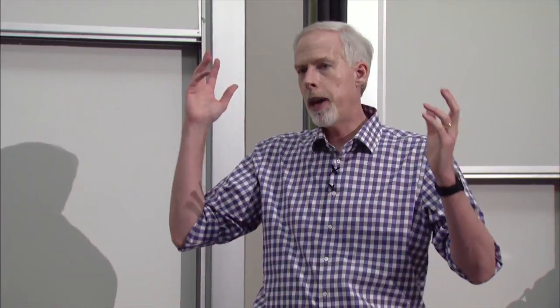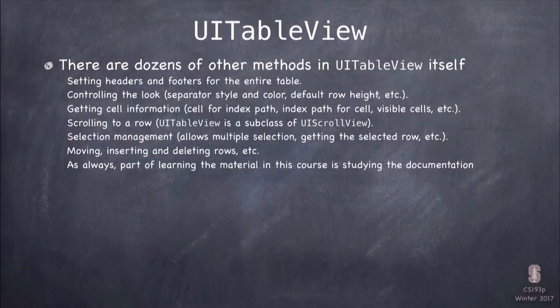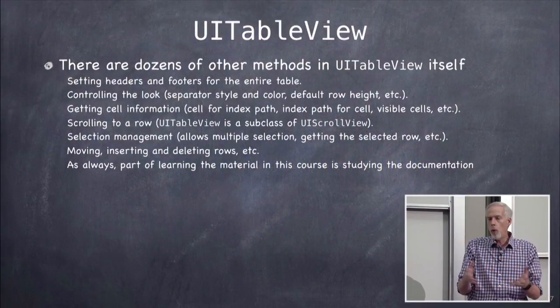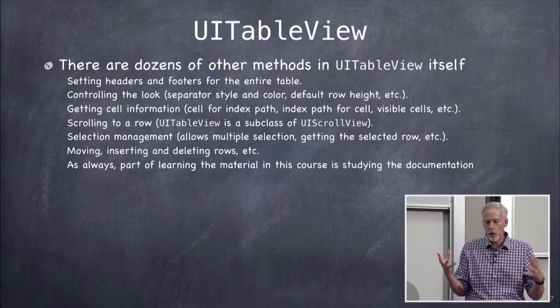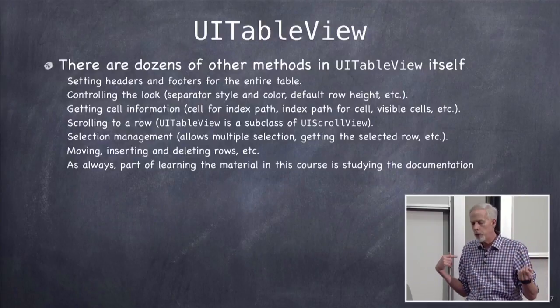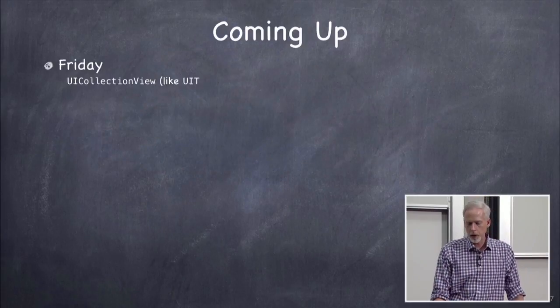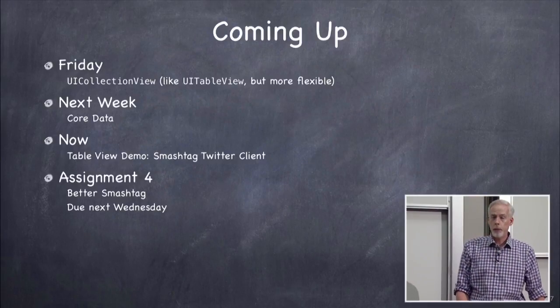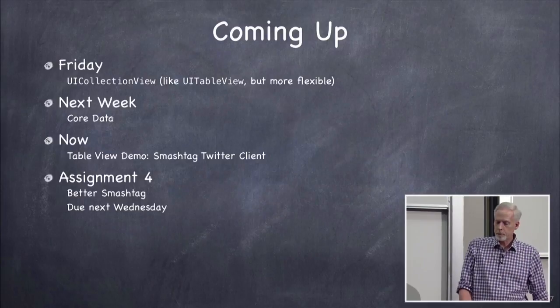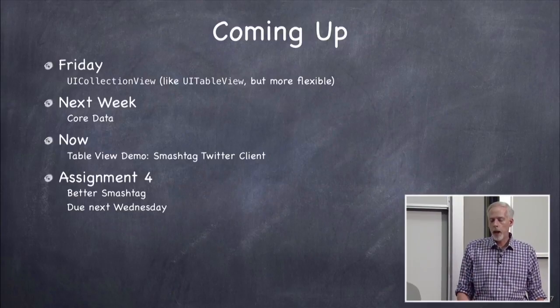There are dozens of methods also in TableView itself, not in its delegates, but in TableView itself. You can scroll to a row because it's a scroll view. It knows how to do scrolling. You can control the look, the separators between rows, all those kinds of things. So you definitely want to familiarize yourself with the TableView API itself. Don't forget about that.